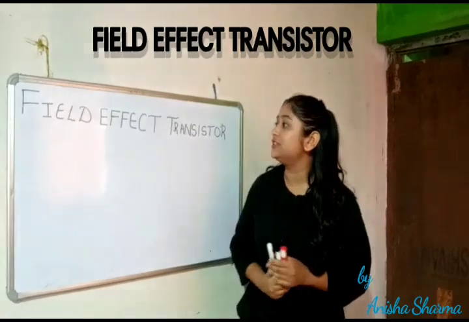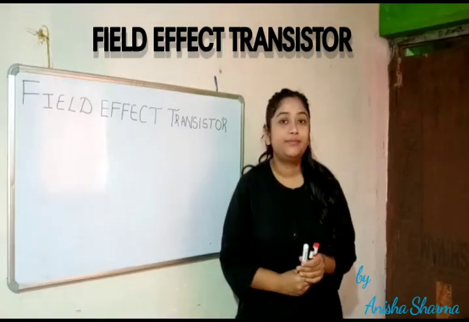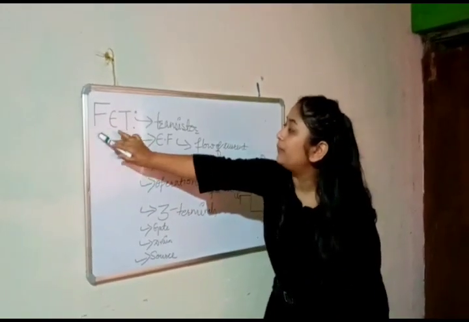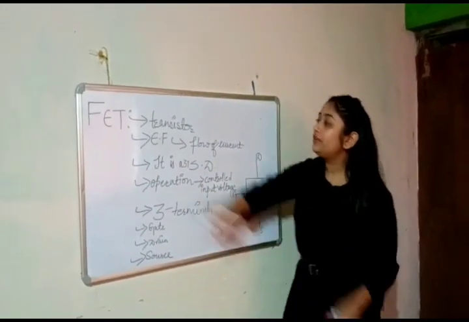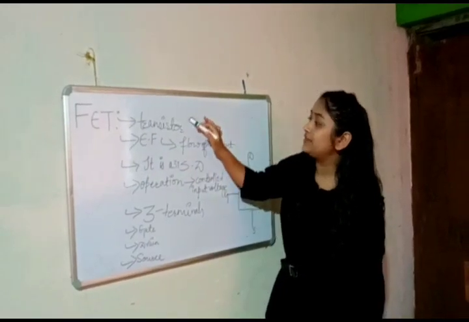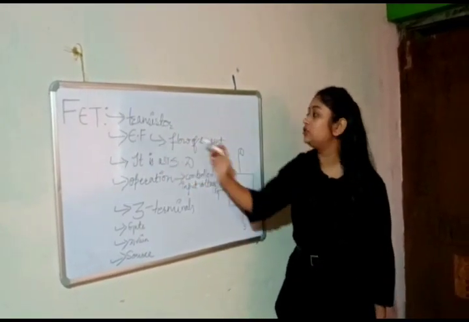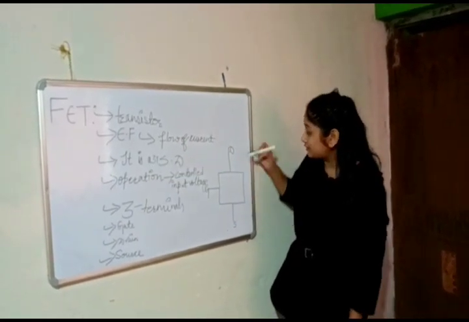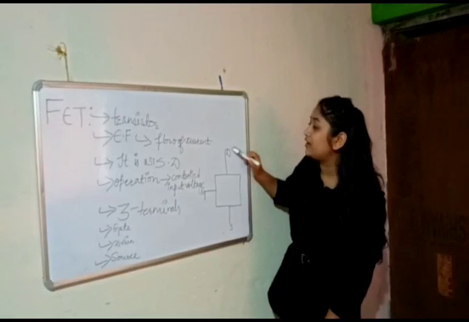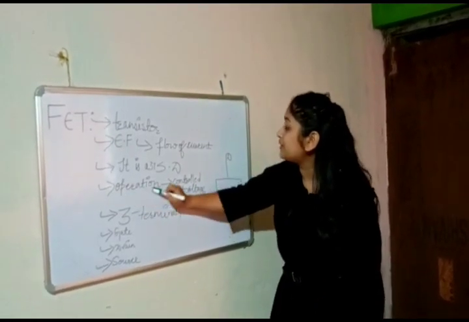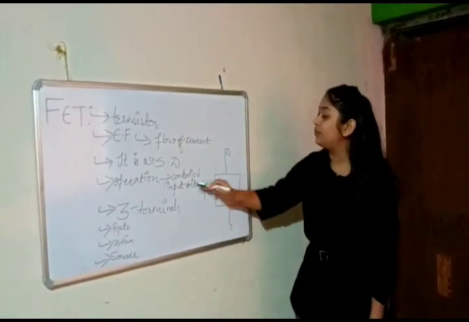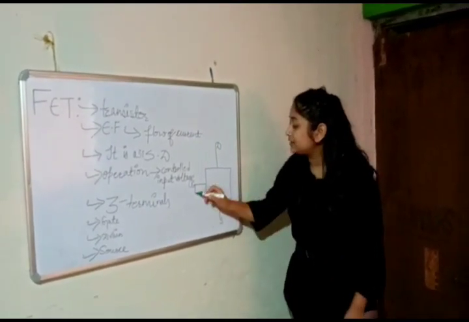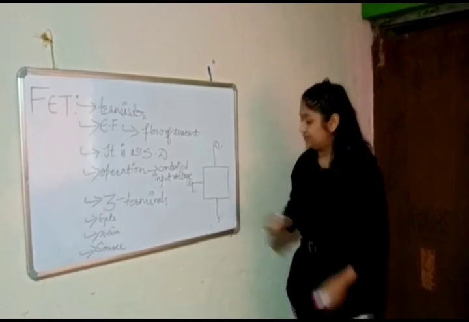And my topic for this video is field effect transistor. So now let us discuss our topic, that is field effect transistor. Field effect transistor is a type of transistor which uses an electric field to control the flow of current. It is a three-terminal semiconductor device whose operation is based on controlled input voltage. The three terminals of FETs are gate, drain and the source.